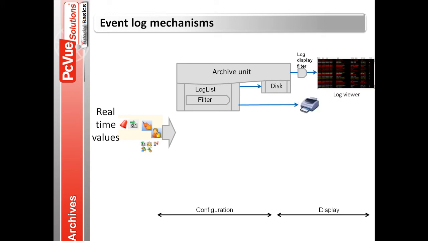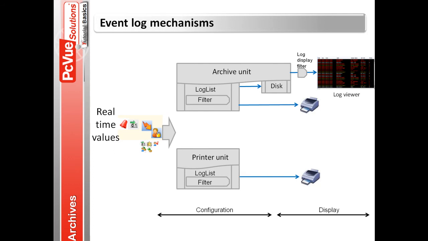To make a variable, bit or alarm eligible for recording through log list filters, we select in its configuration the property log. All user actions are eligible for logging without requiring any configuration. A log list can also be linked to a printer unit when only printed output and not recording is required. The same events can be logged by one or more log lists.